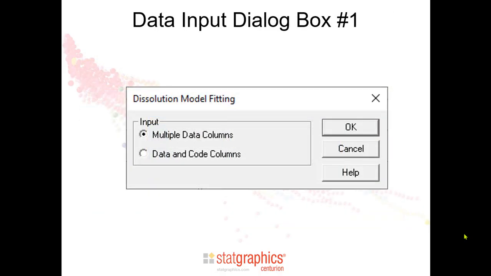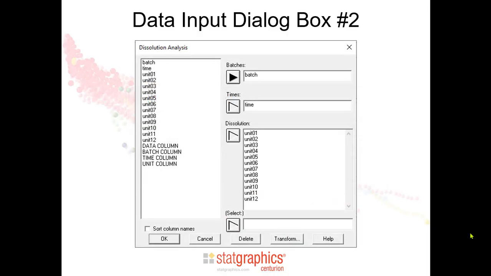On the first dialog box, I will indicate that the data from the multiple units has been placed in multiple data columns. Instead, all dissolution measurements could have been placed in a single column and code columns created to identify the units. On the next dialog box, I'll indicate the column containing the batch identifiers, the column containing the times, and the columns for the units.